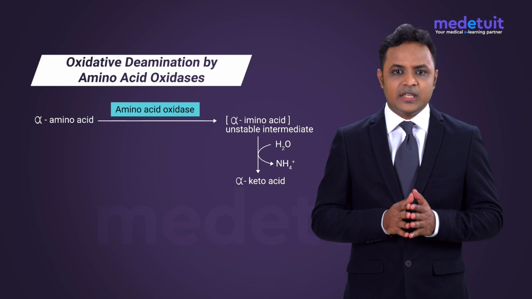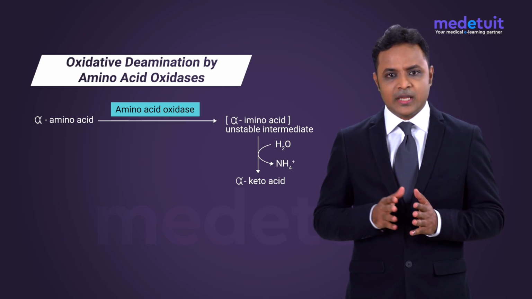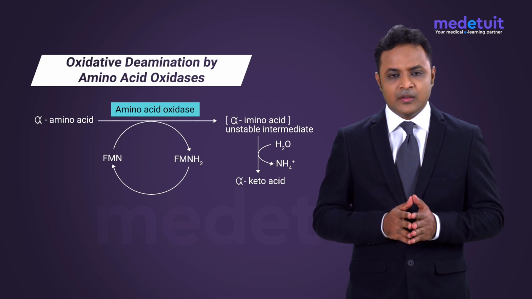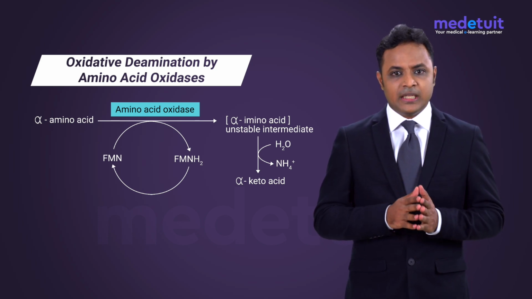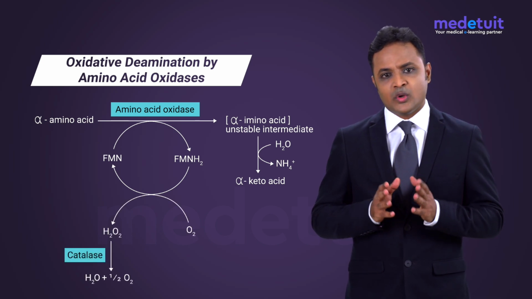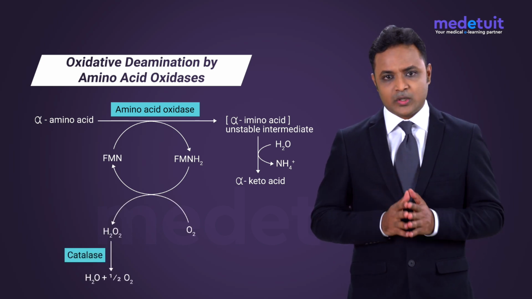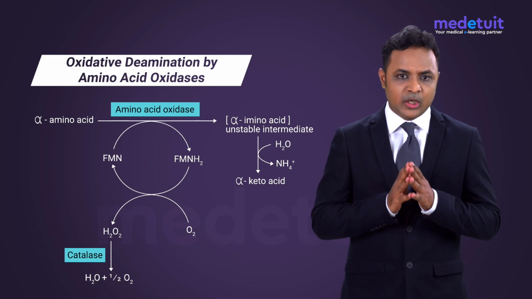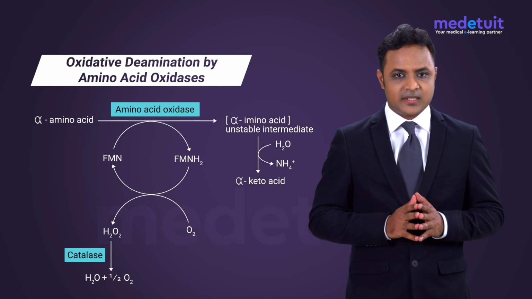In the conversion of the alpha amino acid to the imino acid, the reducing equivalents FMN or FAD are reduced, and in this reduction reaction, there is a coupled reaction which generates hydrogen peroxide. Hydrogen peroxide, which is generated in this reaction, can be neutralized by the enzyme catalase.